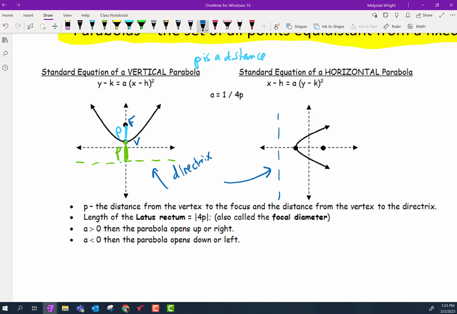Okay, so we talked about the first bullet point. P is the distance from the vertex to the focus and the vertex to the directrix. Let's talk about the latus rectum. I call it the LR, or some books use the word focal diameter.